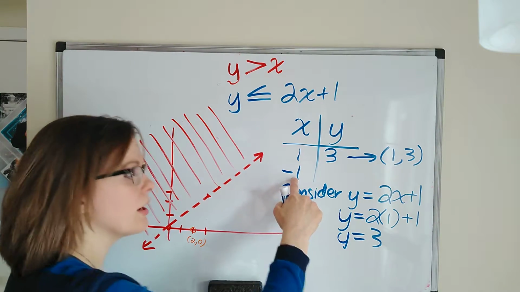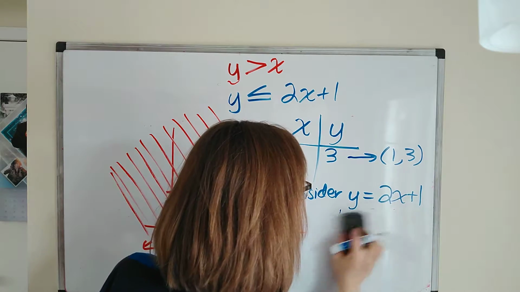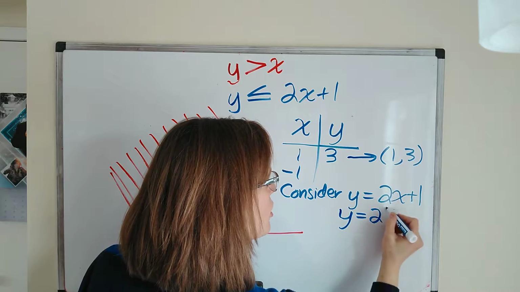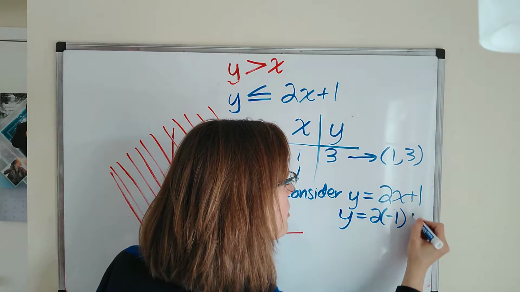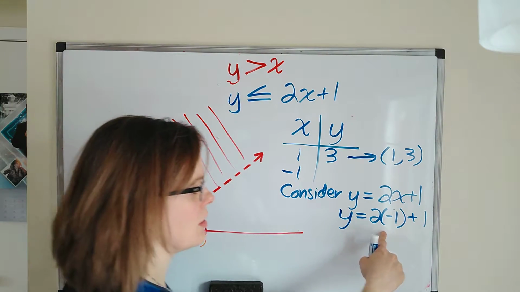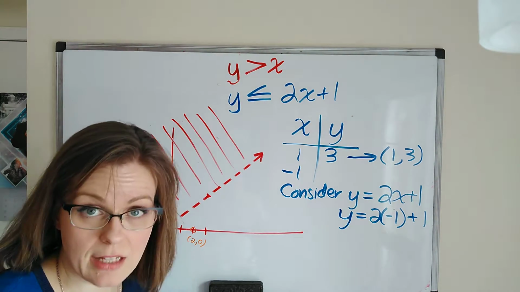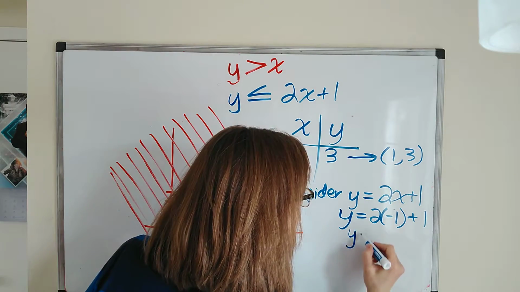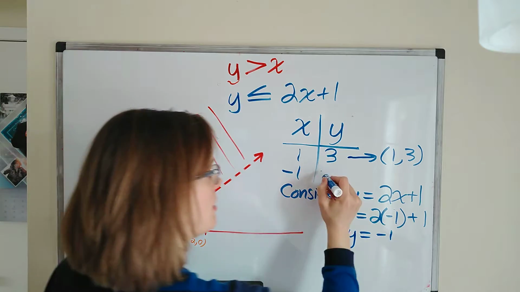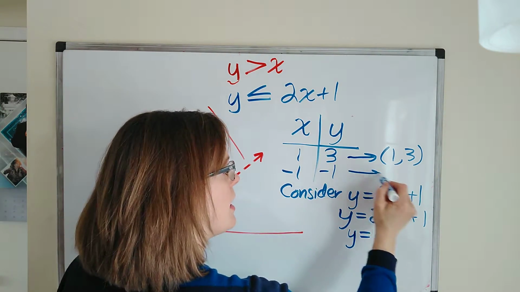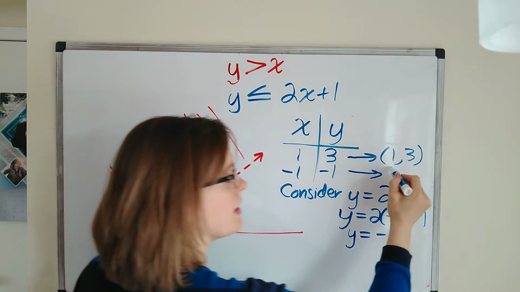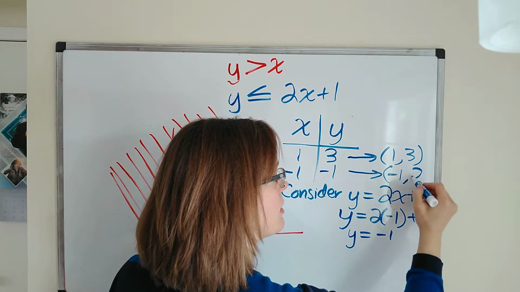Now I'm going to figure out what would happen to this equation if I plug in x is equal to negative 1. I'm just going to plug it in. 2 times negative 1 plus 1. Well, 2 times negative 1, that's negative 2. Add 1 to that and I get negative 1. So in this case, I would have y is equal to negative 1. Now I'm going to take that and plug it into my t-table, and I'm going to recognize that these entries right here correspond to the point negative 1, negative 1.